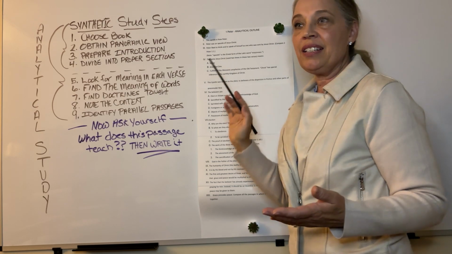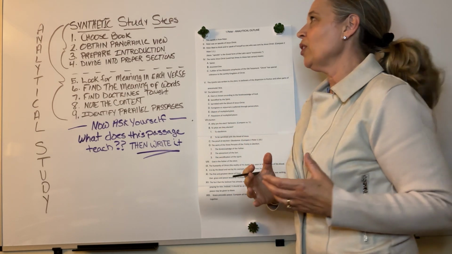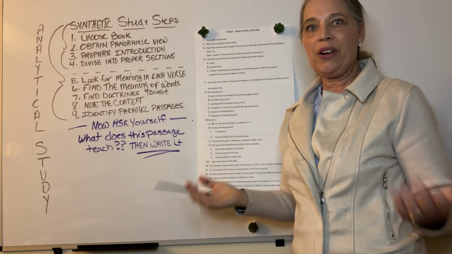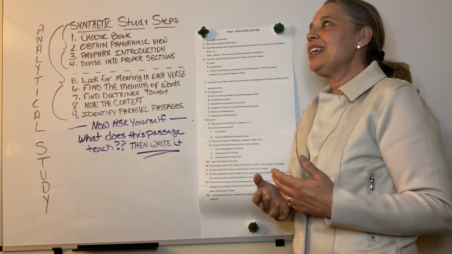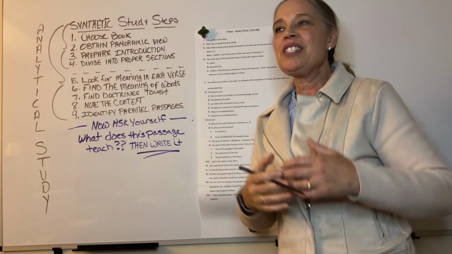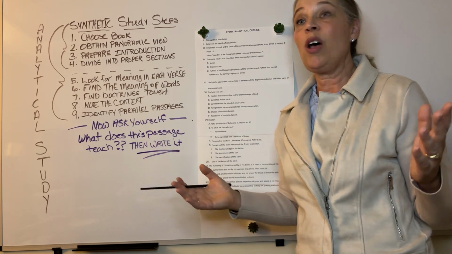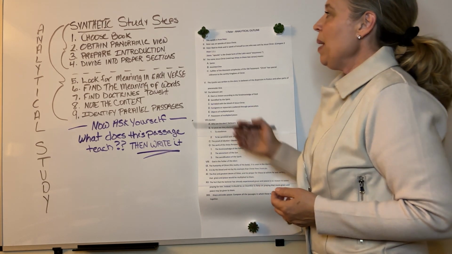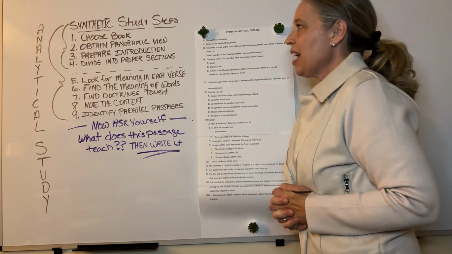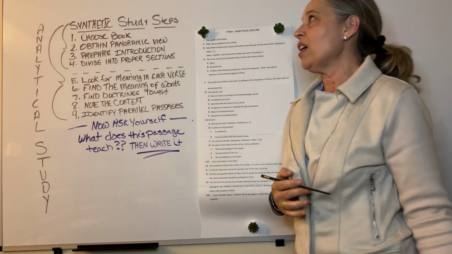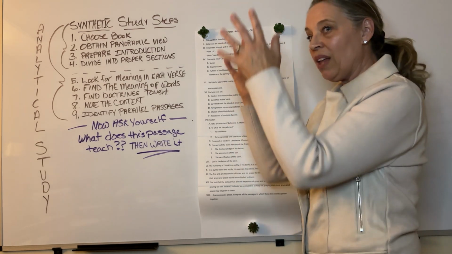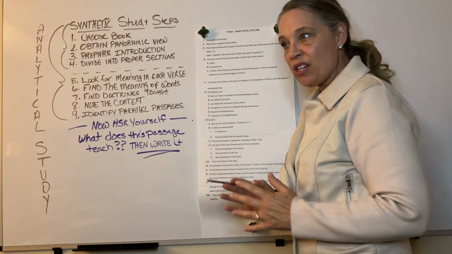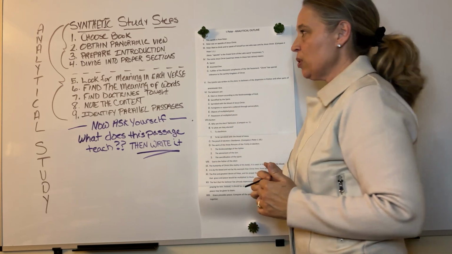Then after that, you feel very confident. You're going to write an introduction. Prepare an introduction. Give a little speech, just 6 sentences, that tell me what that book you're studying is about. And then you're going to divide it into proper sections, which is what we just did with our synthetic study. We have that whole outline showing us the different sections and then breaking down those sections.